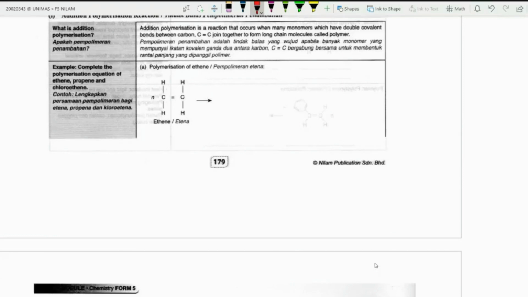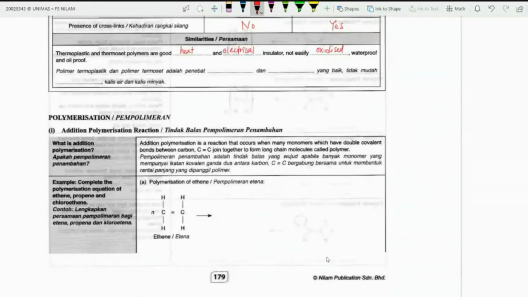Okay, now we look into the polymerization. Actually, we discussed this under the polymer carbon compounds chapter already. Now we discuss again one more time, just to revise. So polymerization, there are two types, right? Just now we mentioned already.